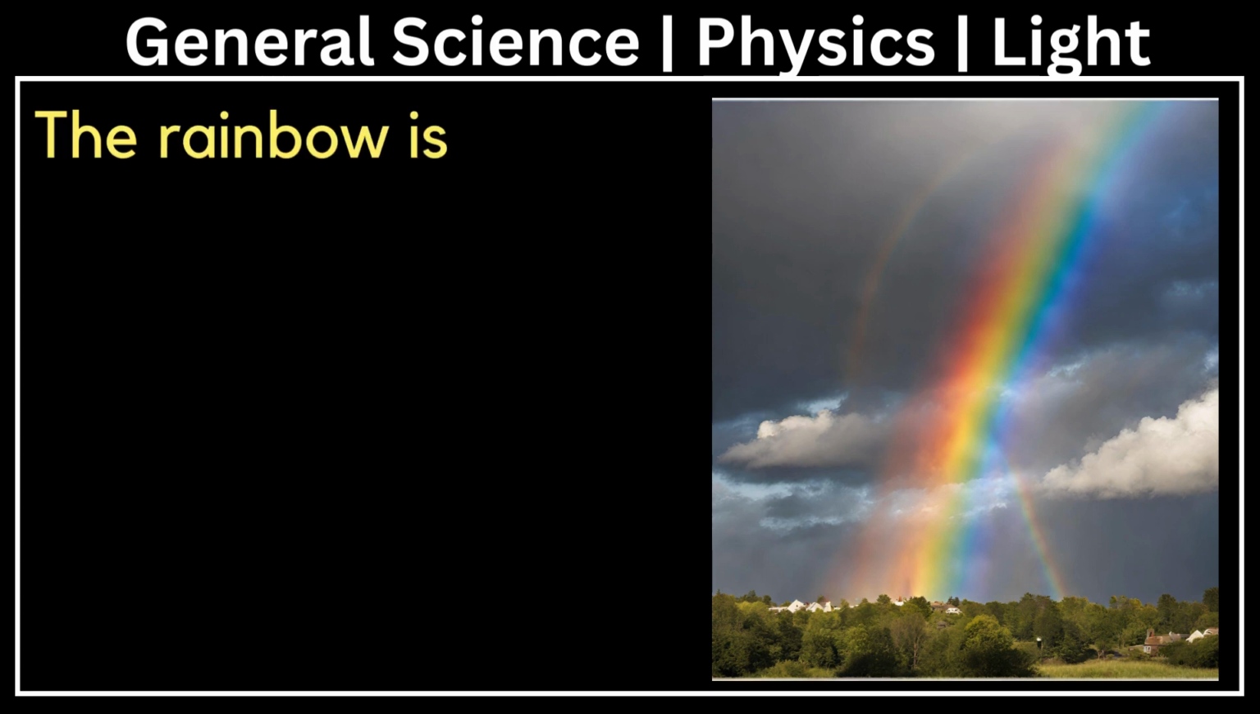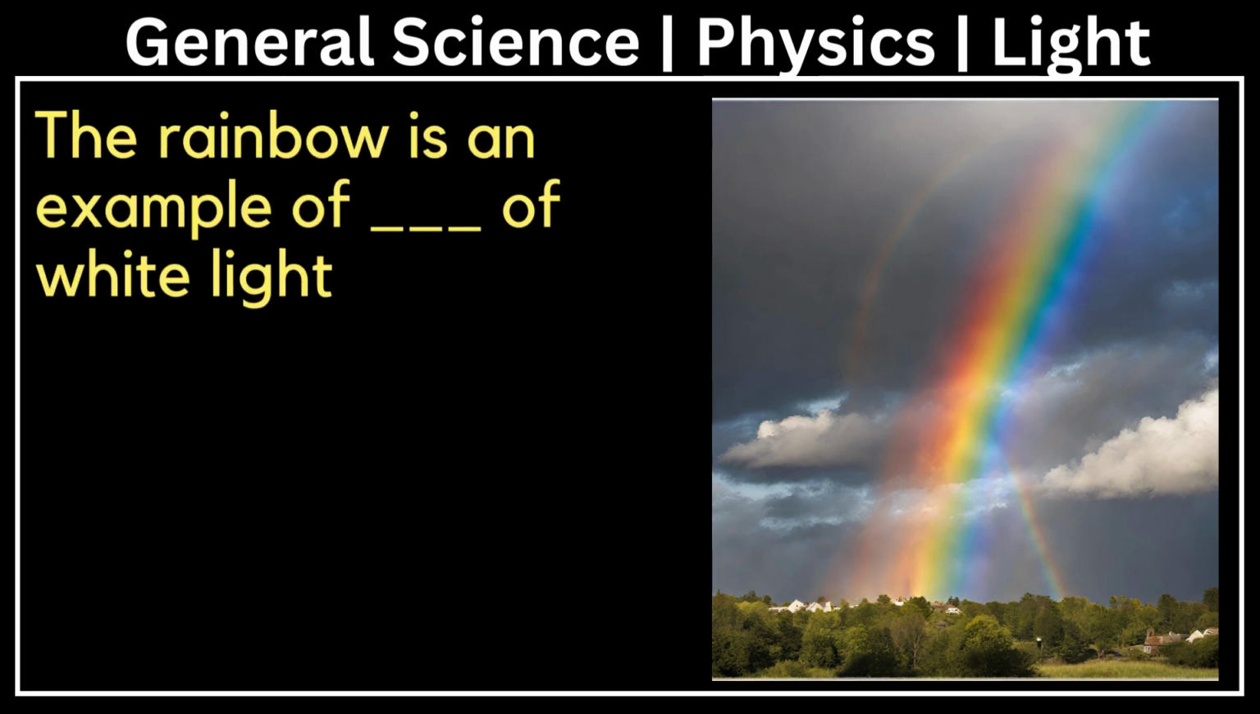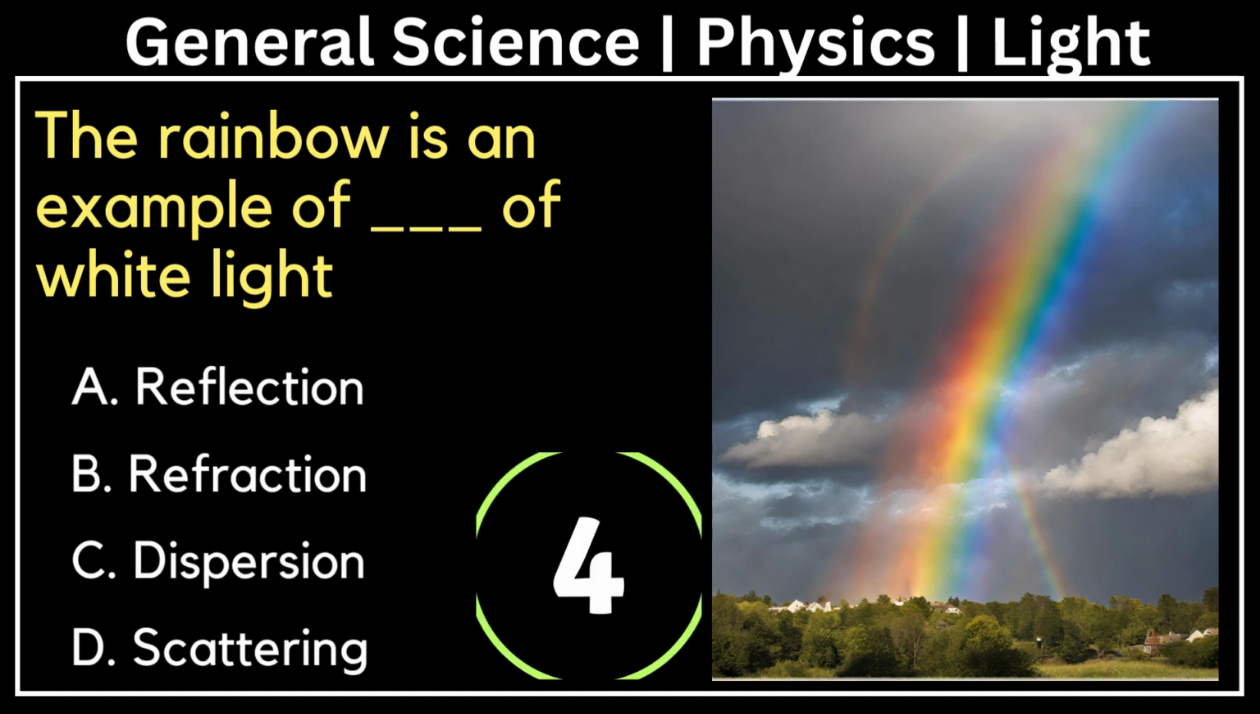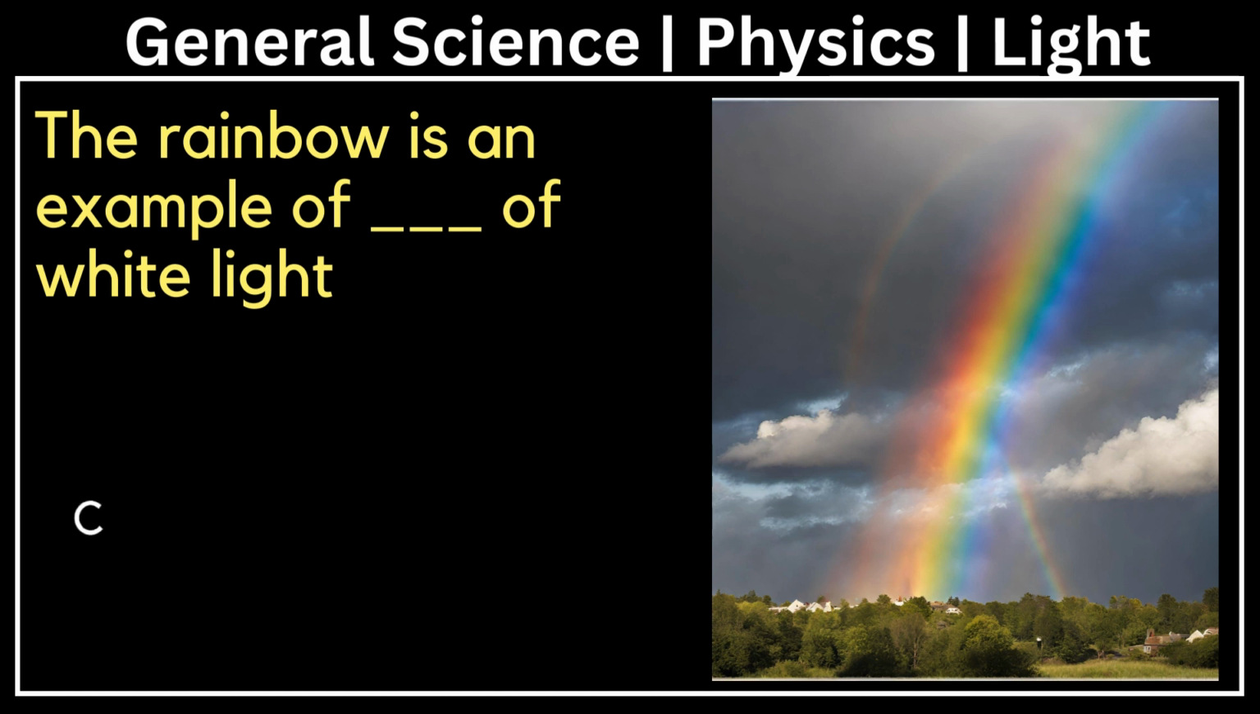The rainbow is an example of underscore of white light. A. Reflection. B. Refraction. C. Dispersion. D. Scattering. The answer is C. Dispersion.